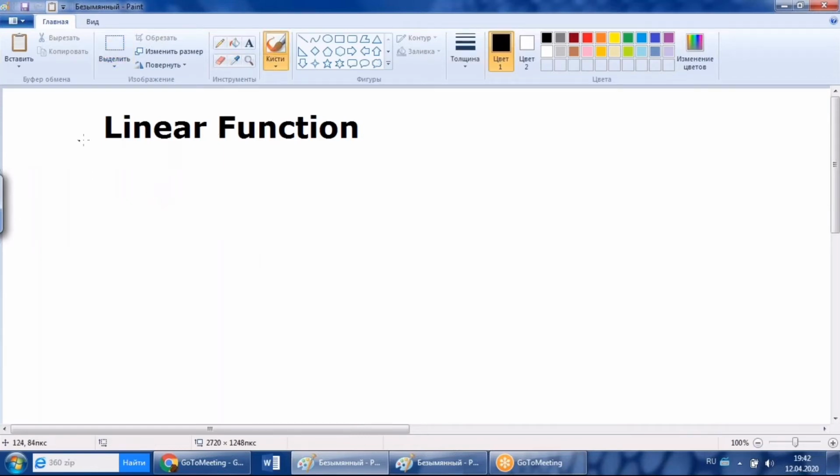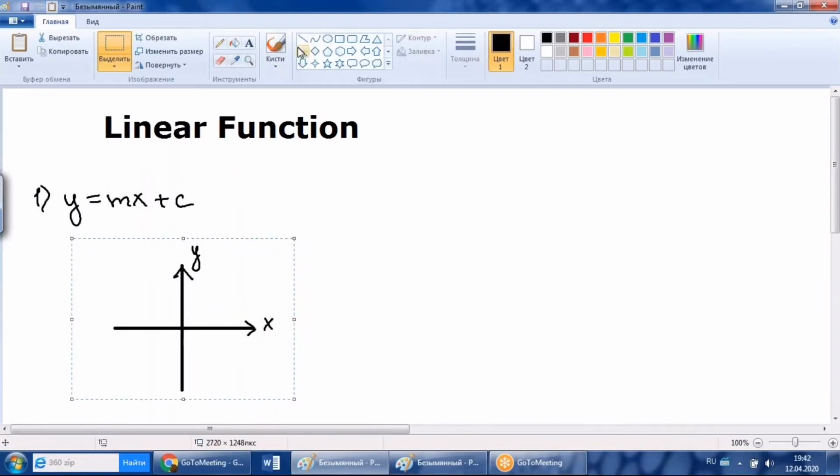Today we will pass a linear function. The graph of a linear function is a straight line. There are 4 types of equation of a linear function, and the first type is y equals mx plus c, the equation with slope. So let's draw the graph of a linear function. So this is a line, a straight line.